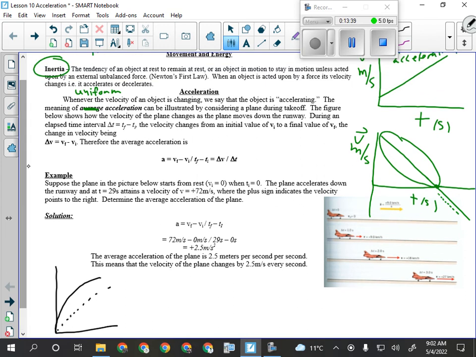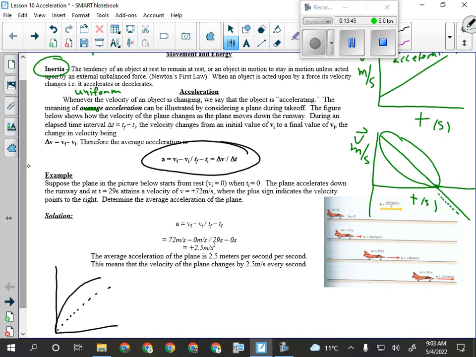The formula we're going to be looking at is one we've already seen before. We actually used it as part of velocity versus time graphs, and it's on your formula sheet. Acceleration equals VF minus VI over T. It's sometimes written as delta V over delta T. Delta means change. Anytime you see delta, it means final minus initial.